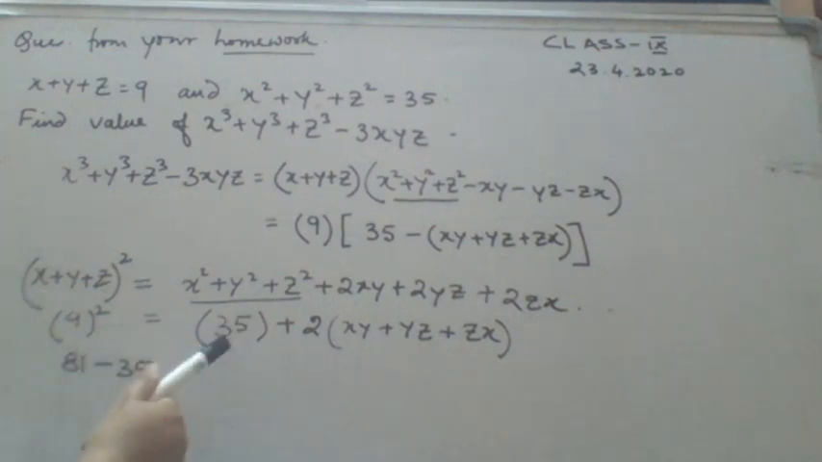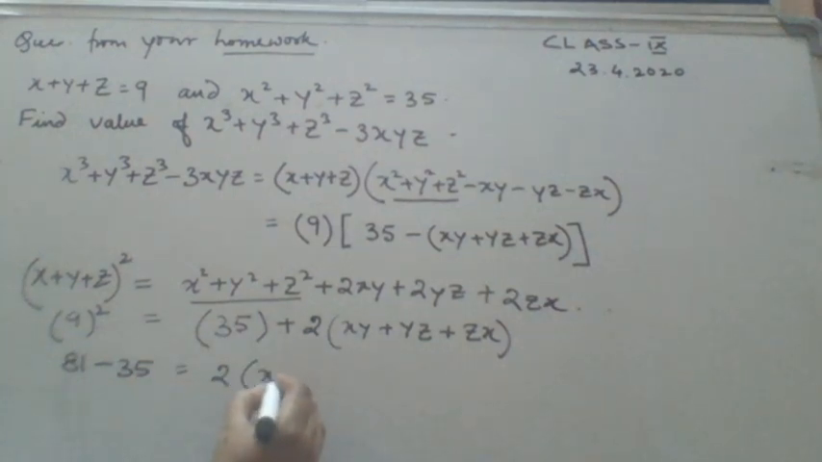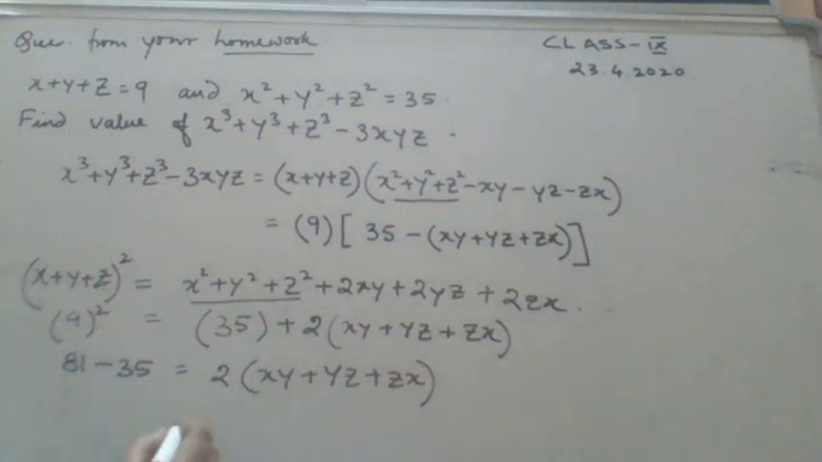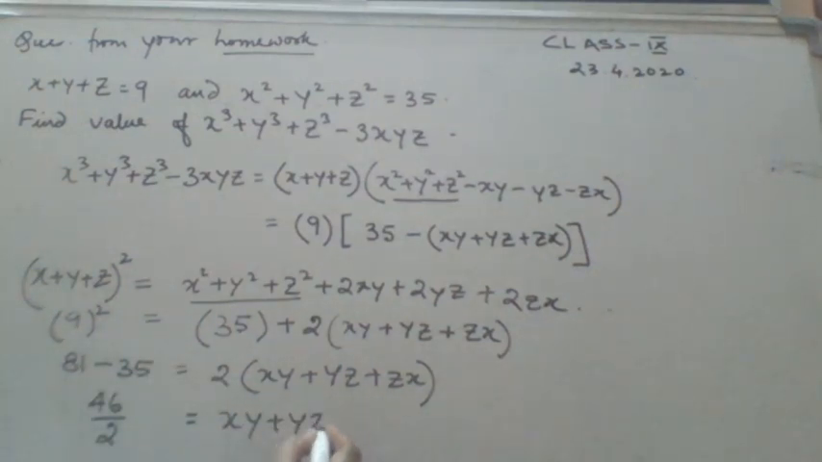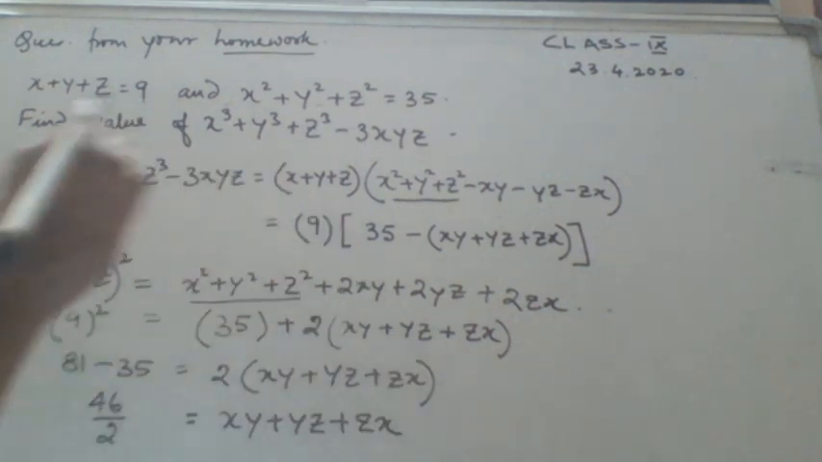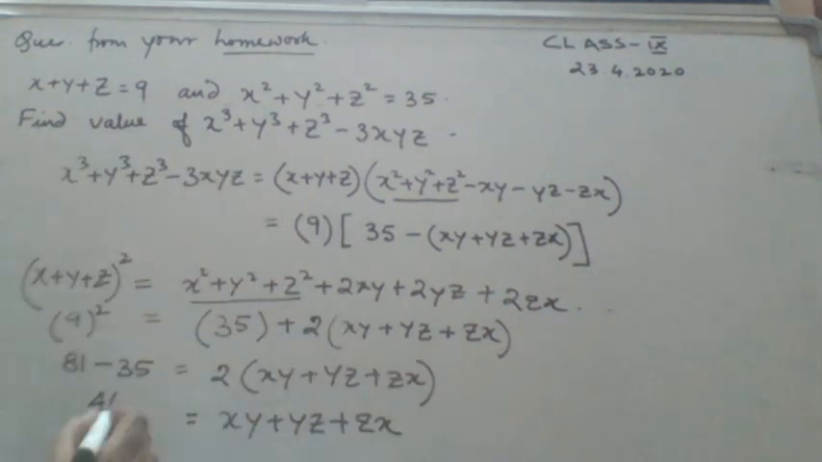So this is equal to 9 into 9, 81, minus 35. I bring it to this side. This is 2 into xy plus yz plus zx. Therefore this value will be 81 minus 35, that is 46 upon 2. This is equal to xy plus yz plus zx. So 46 by 2, 2 gets cancelled, this is equal to 23. Therefore you get xy plus yz plus zx is equal to 23.